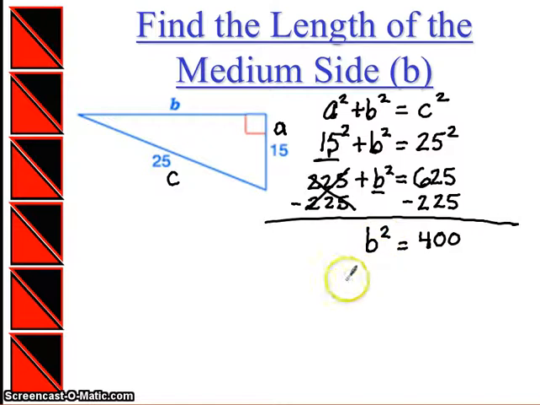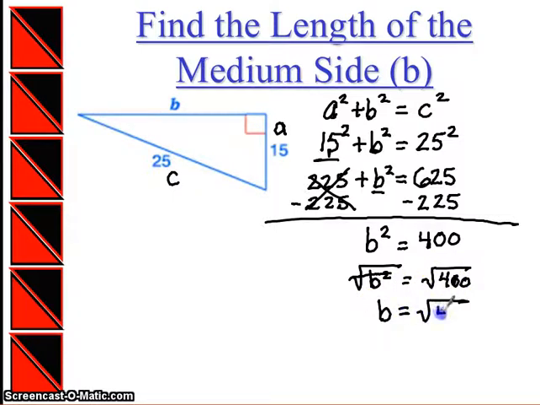Now, to get rid of the square, we're going to have to square root each side. Since the square and the square root are opposite operations, they will eliminate, but what we do to one side, we'll have to do to the other. So we'll have to square root this side as well. So we get b equals the square root of 400. The square root of 400 is equal to 20. 20 times 20 is equal to 400. So we now know that the only length that this side of the right triangle could be is 20.